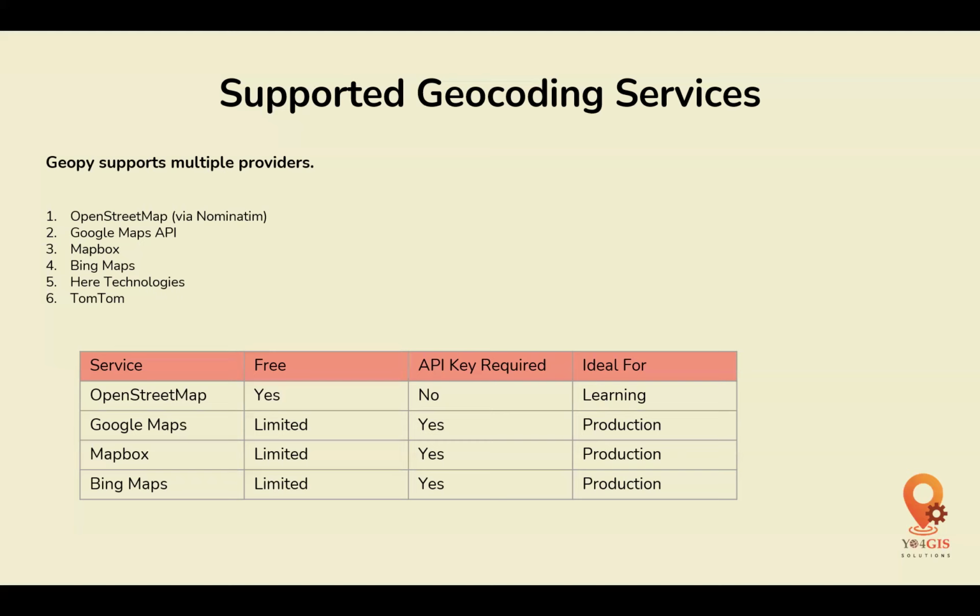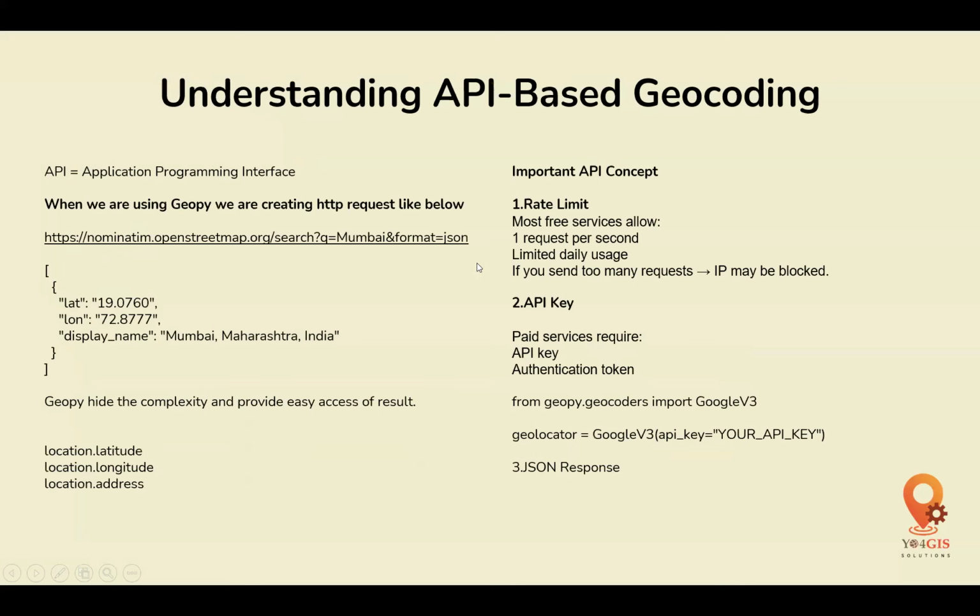We have to use the paid version, because in the free version you will get a free facility, so maybe it will give you the correct result, maybe it will not. In 90% of cases it will give you the correct result only. But if you use the paid version, then definitely you will get the exact, accurate result. So these are the supported geocoding services that we can use in GeoPy.